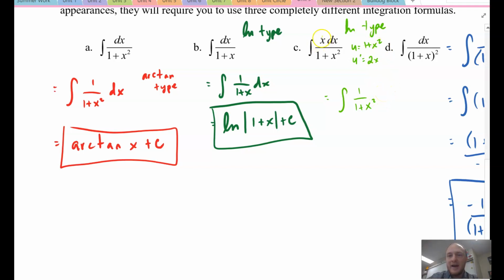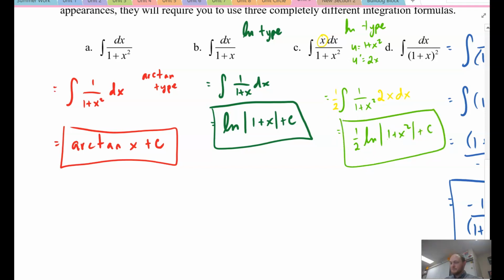So I have the x here, right? I have an x dx, but I also have to have a 2. So I'm going to drop in a 2, and I'll balance it with a 1/2. And then we get 1/2 natural log of the absolute value of 1 plus x squared plus c. And there you have it.